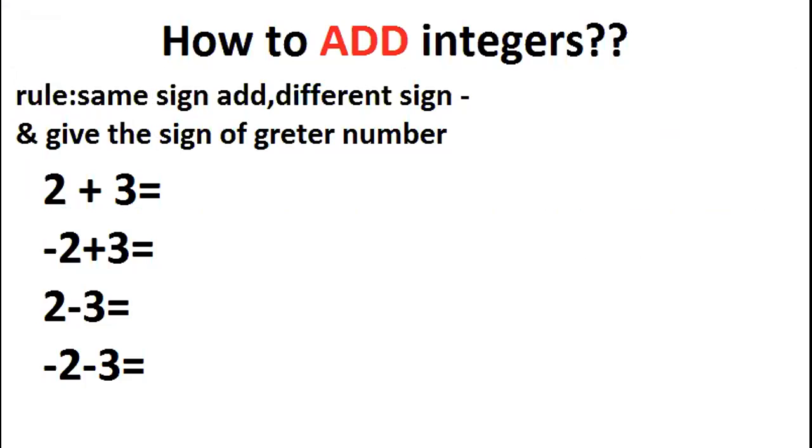So where exactly do you have to pay attention? See students, this is a very important thing. Same sign add, this is a very important phrase. Different signs subtract, again a very important phrase. And the last thing is, give the sign of the greater number to the final answer. So if you follow these three steps, you will get it perfectly, students.